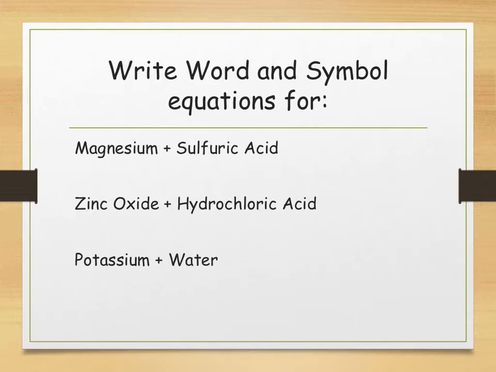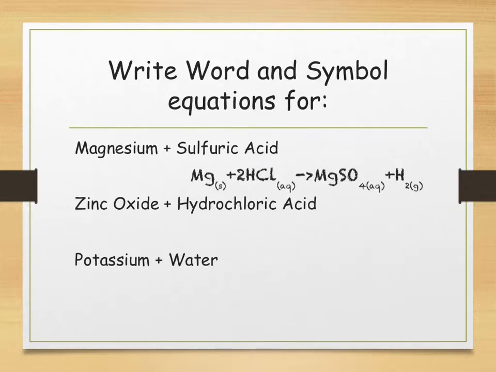Using what we have looked at both in this tutorial as well as in previous tutorials, I want you to finish the word equations and write symbol equations for the following. For our first one, we have magnesium and sulfuric acid making magnesium sulfate and hydrogen, with the balanced symbol equation being Mg plus H2SO4 goes to MgSO4 plus H2.